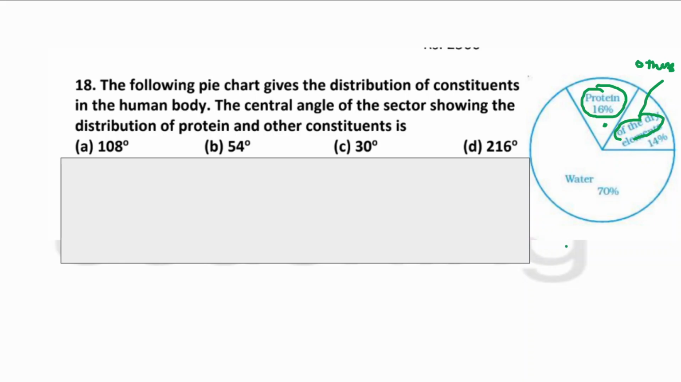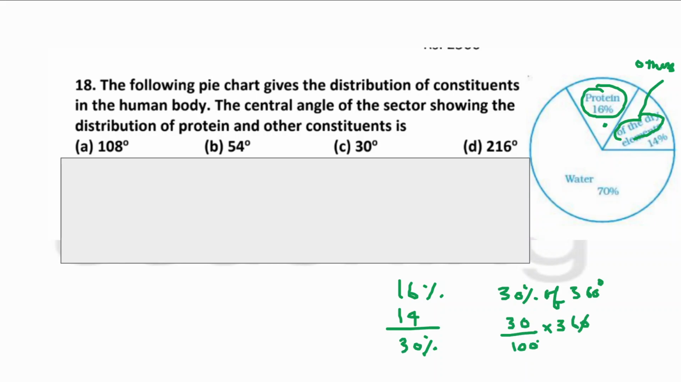So the total contribution for protein and other constituents will be 16% plus 14%. 16 plus 14% is what? This is 30%. Okay, 30% of 360 degrees will give you the central angle. So 30% of 360 means 30 divided by 100 into 360. Okay, so the zeros cancel. So this will be 3 6s are 18, 1 3 3s are 9, 108 degrees.